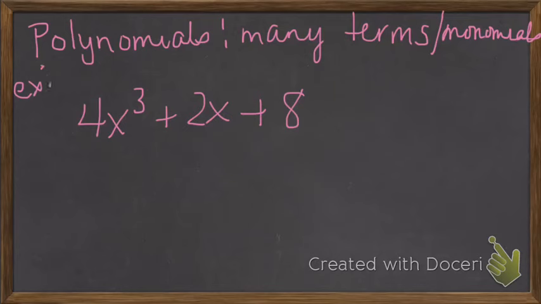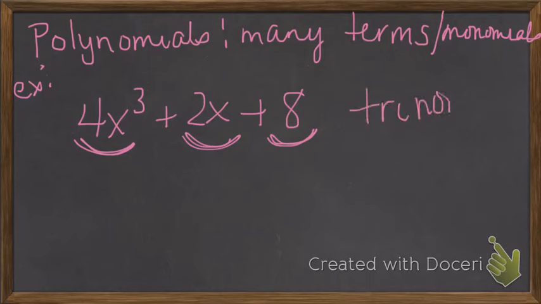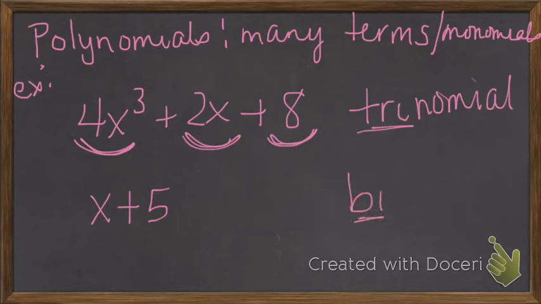How many terms does it have? Terms or monomials are separated by plus signs. So there's 1, 2, 3. So this has 3 terms, and we call this a trinomial because tri means 3. If we had 2 terms like this would be a binomial, because bi means 2. Okay?